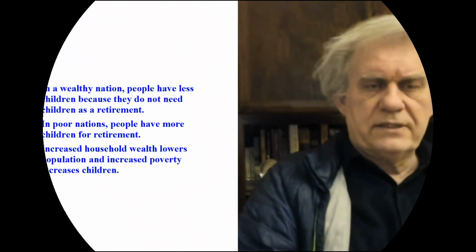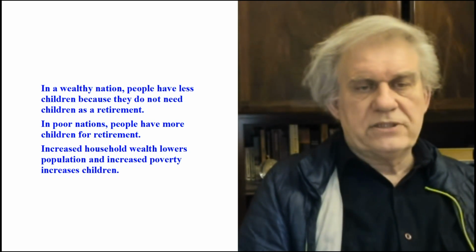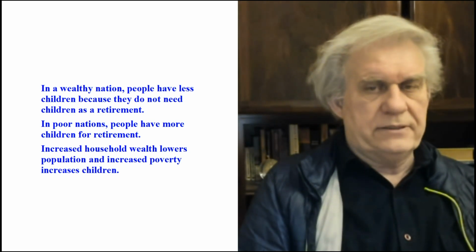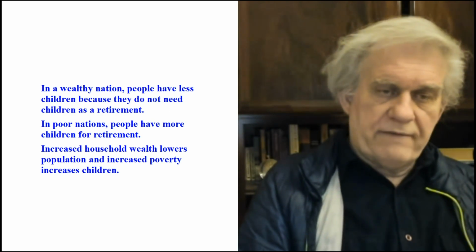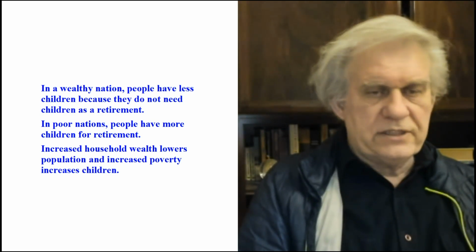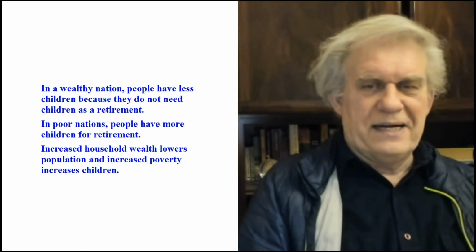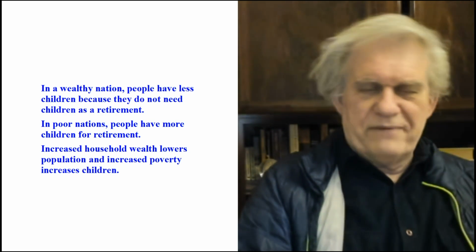He says the following. He says, in a wealthy nation, people have less children because they do not need children as a retirement. Okay? In poor nations, people have more children for retirement. Increased household wealth lowers population, and increased poverty increases children. How mistaken all these people are. I don't know, they just memorized whatever was taught to them.